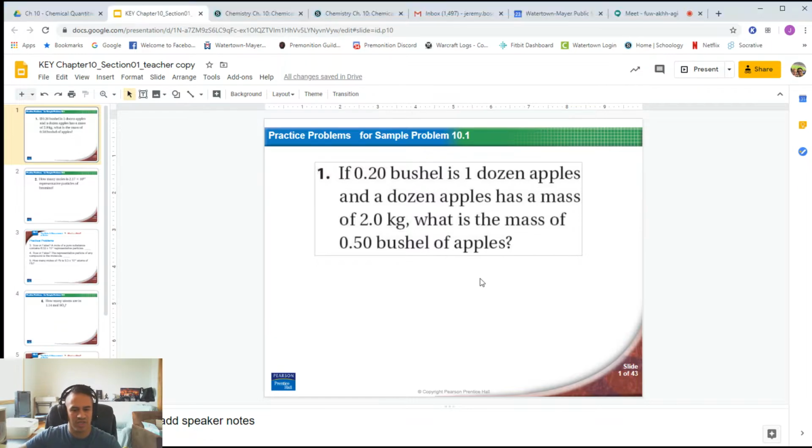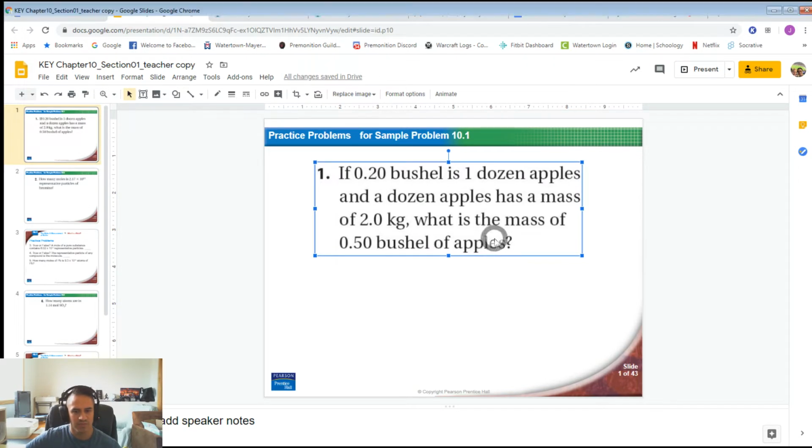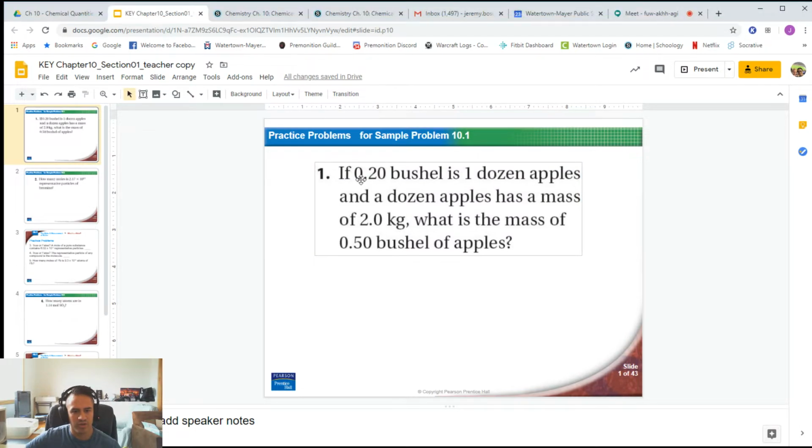So let's try to figure out here what the actual question is versus what it is that they want us to do. Okay, so we have 0.50 bushel of apples. Okay, here's the question, right? The question is, what is the mass? Questions start with who, what, where, when, why, how, etc. So if you read all of this, there really is a question, and it starts right here at what. What is the mass?